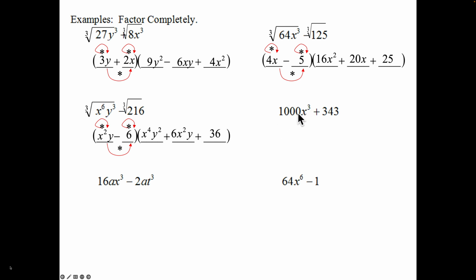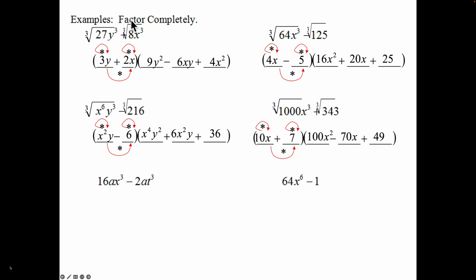1000x cubed, 3 zeros, I'm guessing that's 10 cubed. 343, I believe, will be 7 cubed. So plus, minus, plus: binomial plus, opposite minus with a plus. Cube root of 1000x cubed is 10x. Cube root of 343, calculator says 7. 10x times 10x, 100x squared. 10x times 7, 70x. 7 times 7, 49.